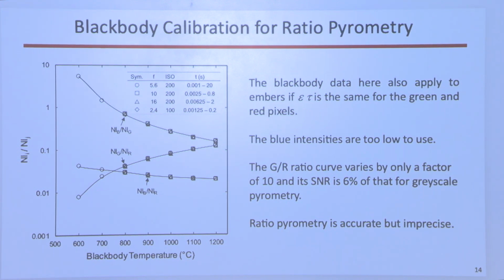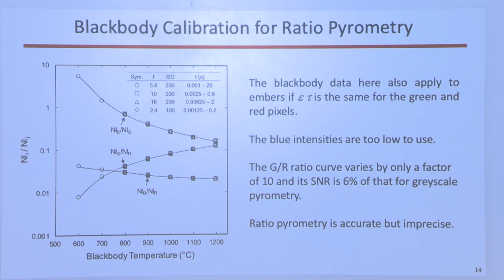Now, the green-red has the advantage of correcting for emissivity and transmittance, but it has a disadvantage that it varies only by an order of magnitude. Before, where we had a turn-down ratio of 4 orders of magnitude, now, if you do ratio pyrometry, you have only 1 order of magnitude variation. And that means that the precision isn't nearly as good. It's a more noisy signal.